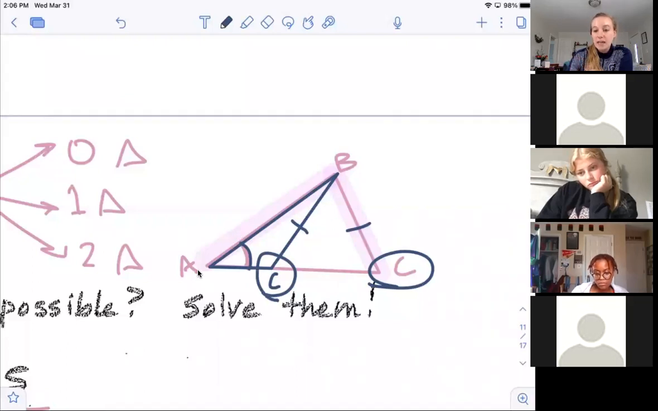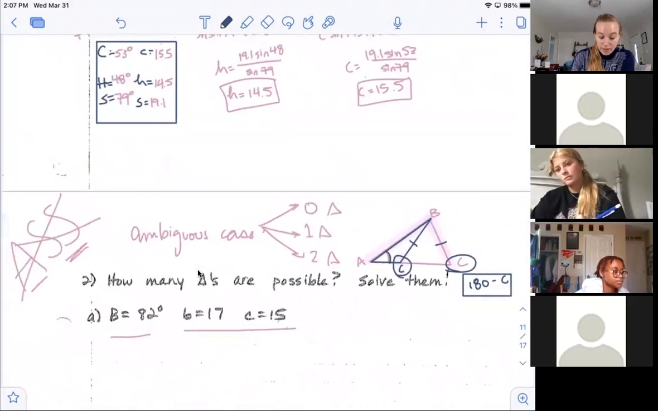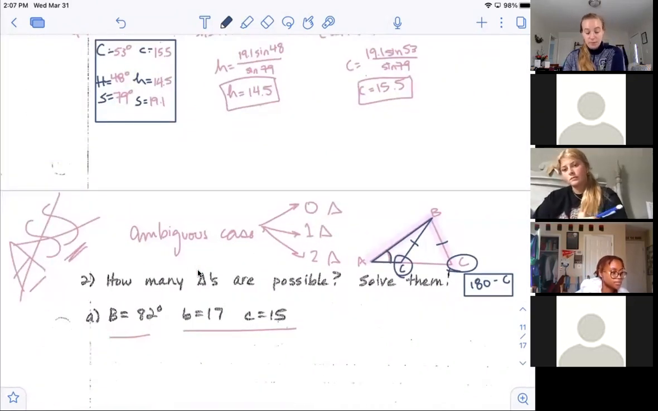And so if I start solving this problem and I find out that we could at least have 1 triangle, I need to check and see if its supplement, this obtuse angle, would make it okay to have a second triangle. So once we do our law of sines, we're going to do 180 minus the angle that we get to see if there's a way we could form a second triangle. Again, there's 3 different options. So I've got 3 examples here, and I'm going to do 1 of each example.